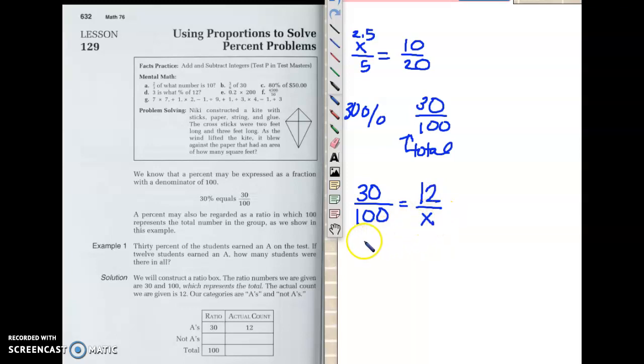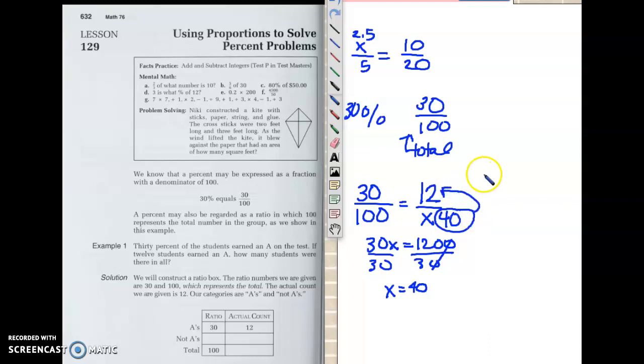Then we can just cross multiply and we can say 30x is equal to 1200. You're going to divide both sides by 30. And here you can cross off that. We have x is equal to 40. And what that means is that there was a total of 40 students altogether. Out of those 40 students, 1/3 or 30% got an A. That 30% was equal to 12 students.